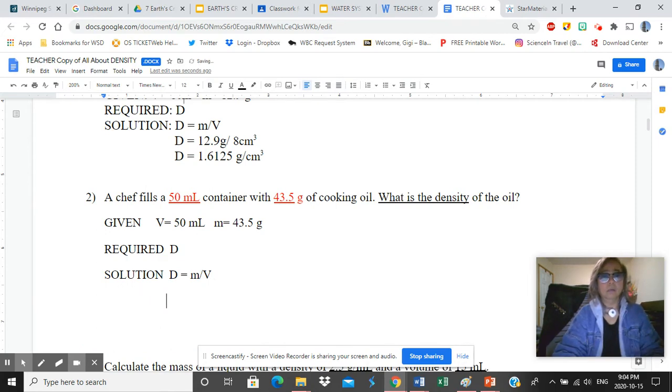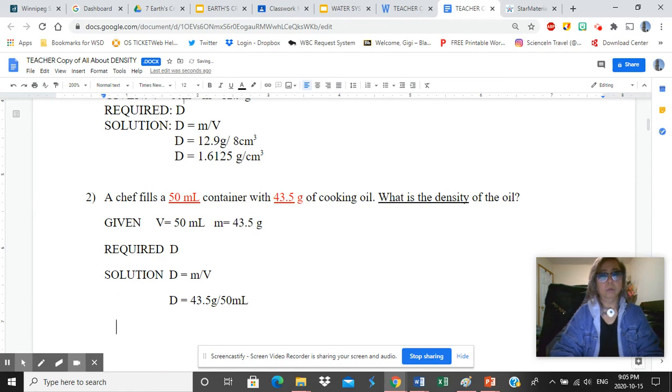I hope you're doing this along with me, right, Falcons? D equals M over V. Do I know M? Yes, it's here. 43.5. So type it out. 43.5 g, small g, divided by V. Do I know V? Yes, it's here under given, 50 ml. So type out 50 ml.